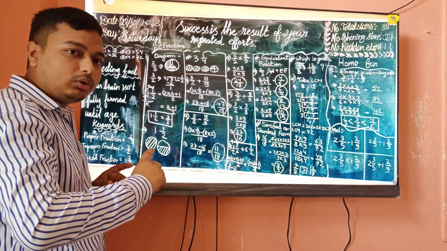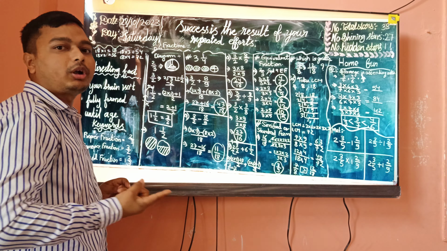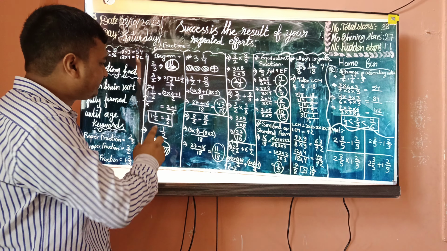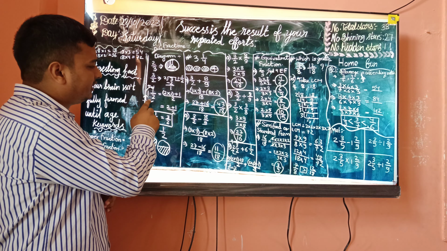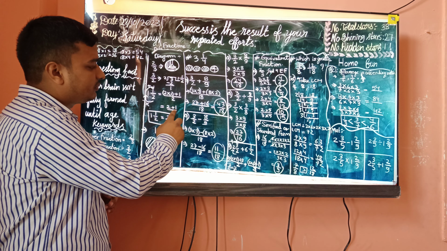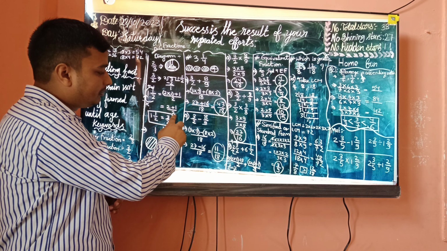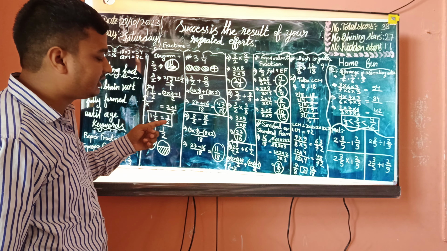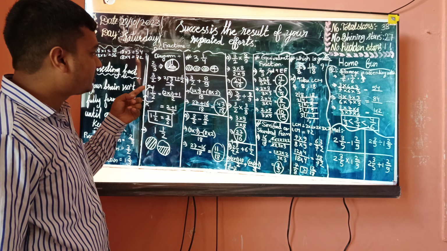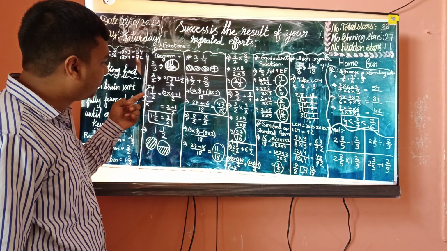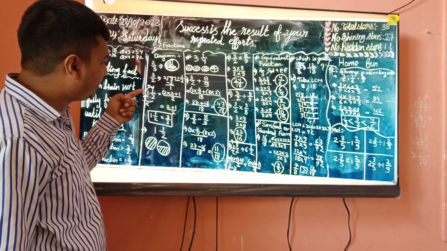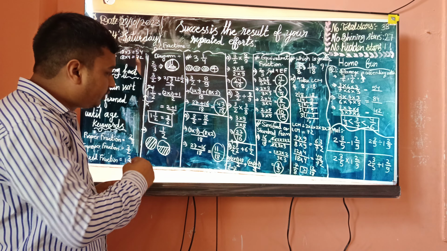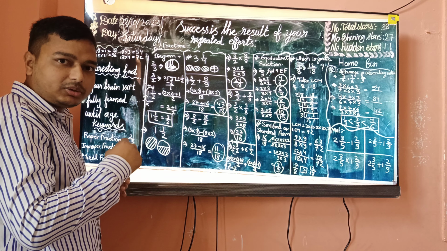Now again, how to convert a mixed fraction into an improper fraction? The process is simple, we already dealt with it in addition of fractions. 2 into 1 plus 1, that is 2 plus 1 divided by 2. 2 plus 1 is 3, so 3 by 2. We started from 3 by 2 and reached 3 by 2. So I think you understood how to convert improper fraction into mixed fraction and mixed fraction into improper fraction. Now let us learn how to represent the mixed fraction in terms of a diagram.